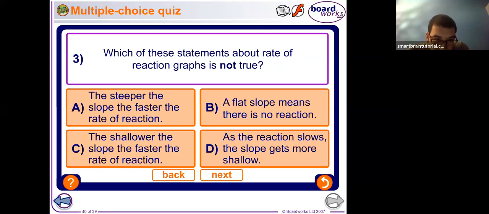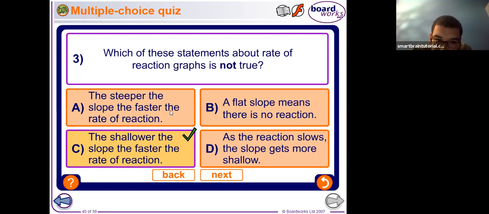C. No. Look. No, actually, it's not correct. I don't know why it is marked with a tick here, but it's not correct.